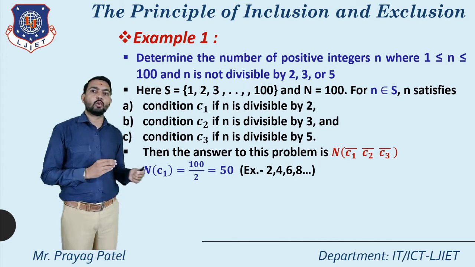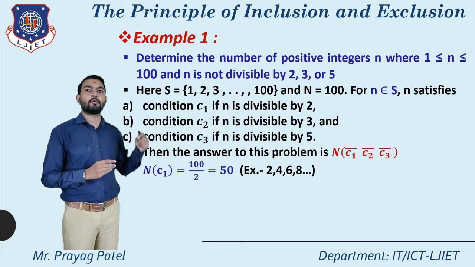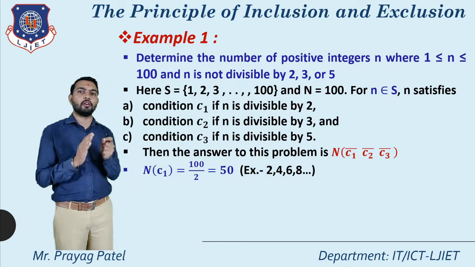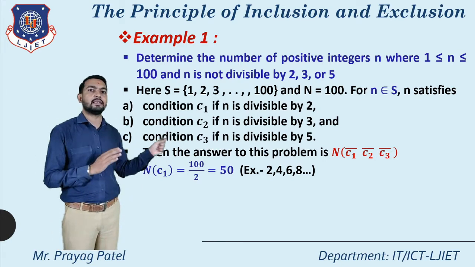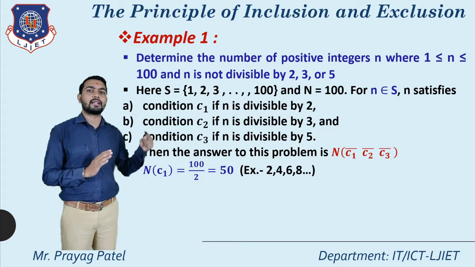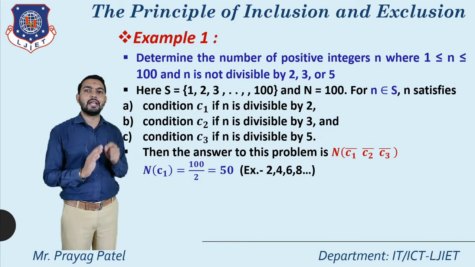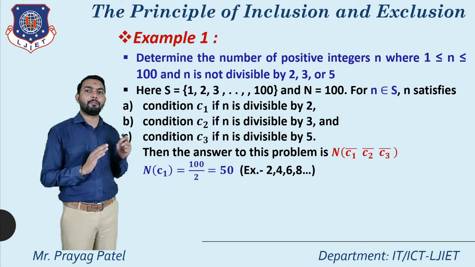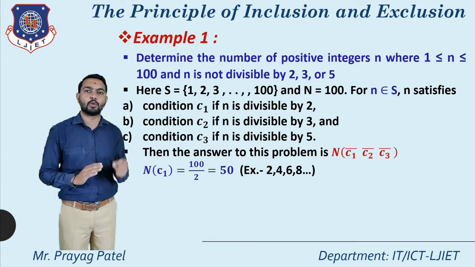Now, divisible by 2 means 100 divided by 2 is equal to 50. That means 50 numbers are there, like 2, 4, 6, 8. All these numbers are divisible by 2. So a total of 50 numbers are divisible by 2.